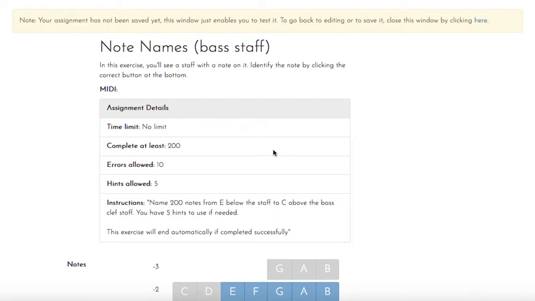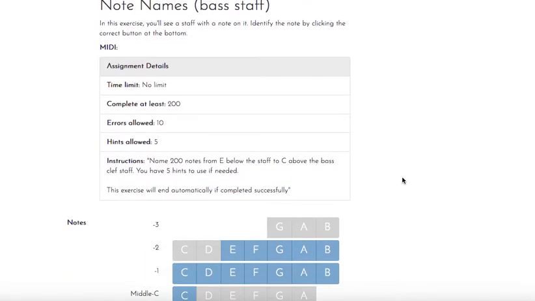Bison Band. Today we're going to be naming notes on the bass staff, and we're actually going to be expanding above and below that by an extra note. We're in level 9 right now, and for this we're going to go all the way from a low E that's going to be below your music staff up to a high C that is above your music staff.